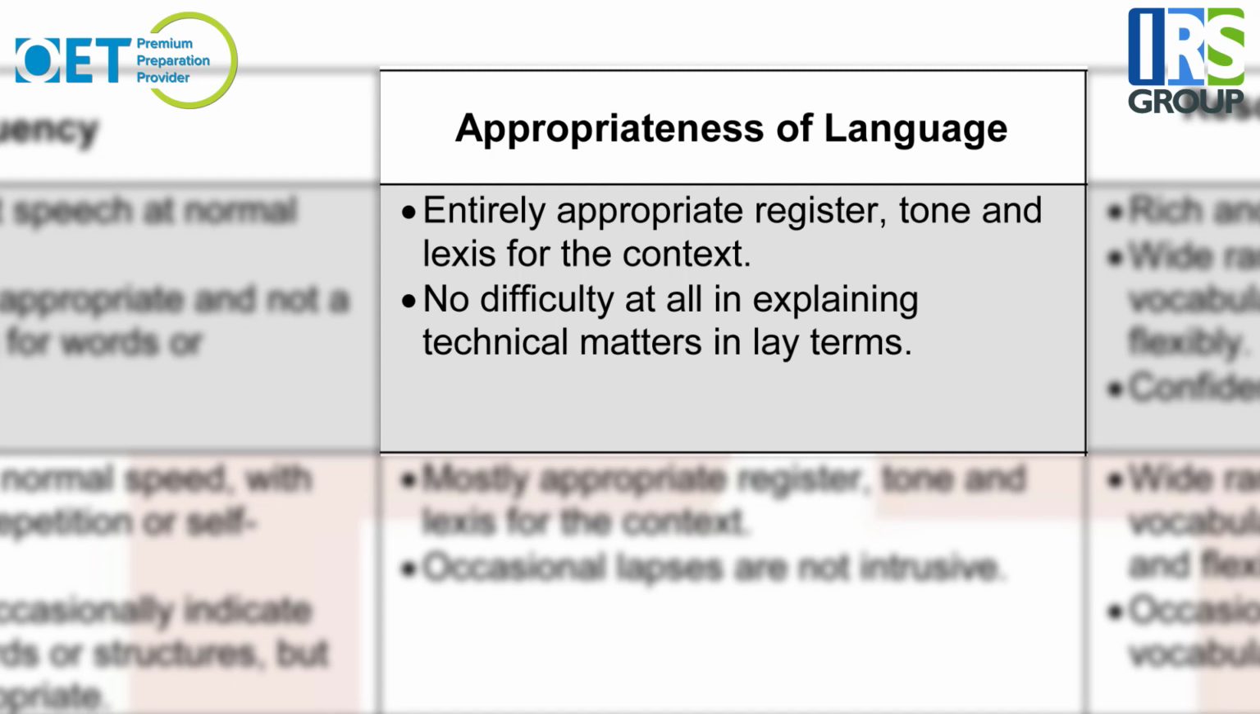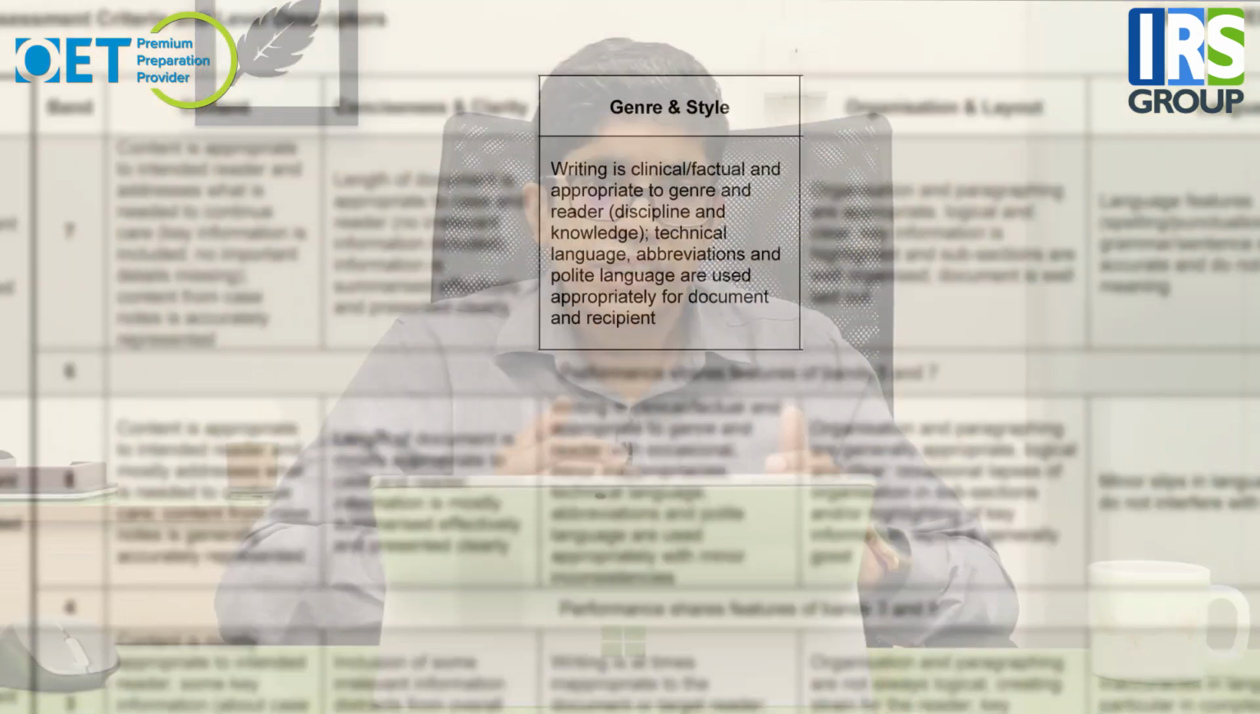I'm going to read something from the speaking criterion of appropriateness in language. It says entirely appropriate register, tone and lexis for the context. No difficulty at all in explaining technical matters in lay terms. So that's what we are going to look at. How can you explain technical terms in lay terms?